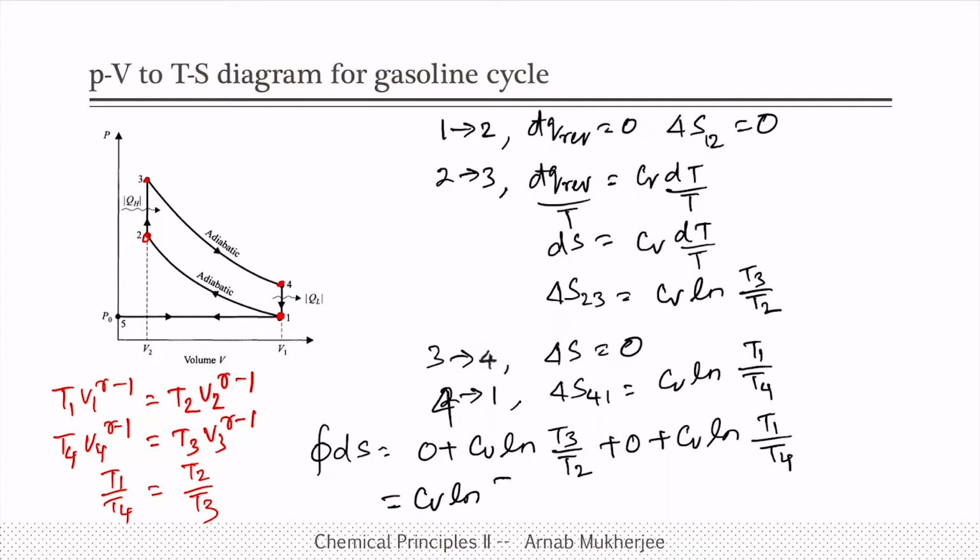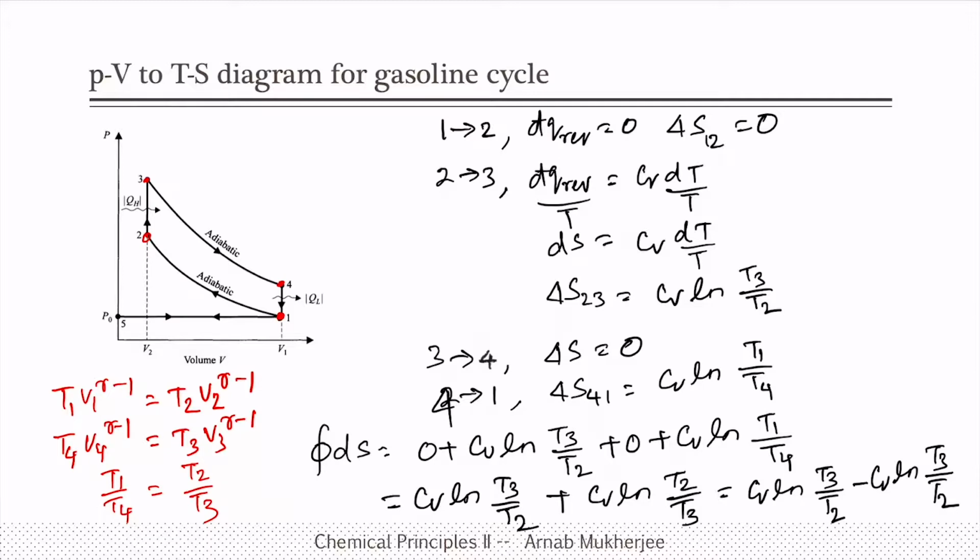Cv ln T 3 by T 2 plus Cv ln T 1 by T 4, I will write T 2 by T 3. So, Cv ln T 2 by T 3, which means Cv ln T 3 by T 2 minus Cv ln T 3 by T 2, because for ln we can write that ln x is minus ln of 1 by x, and they cancel, it gives 0. So, overall entropy in the cyclic process we are getting to be 0.